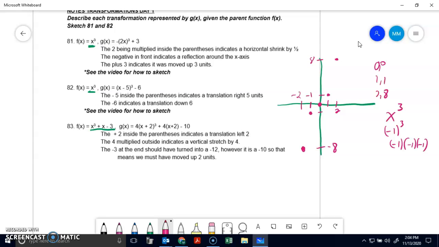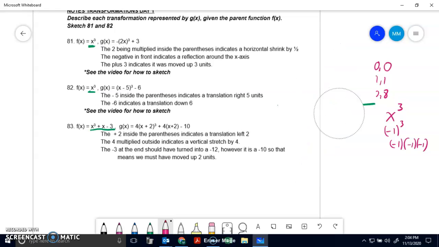And so what we get for a parent function: 0, 0, 1, 1, 2, 8. But then I also have negatives for those instead of it being symmetric across the y-axis. So it goes up steeper than a parabola does, because a parabola is 2, 4. This is 2, 8. But it does a mirror image of it, but down in the third quadrant. So it's not symmetric about the y-axis like the parabola does. That's what a parent function looks like.